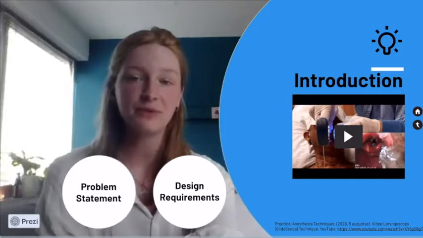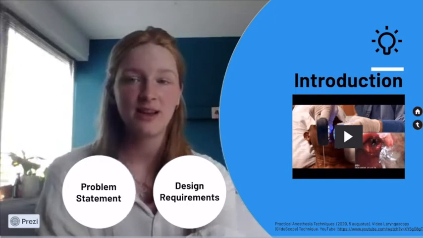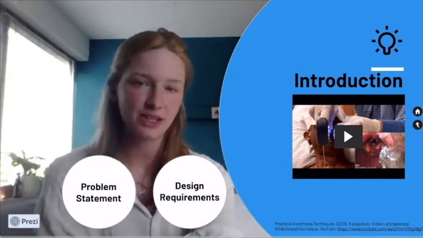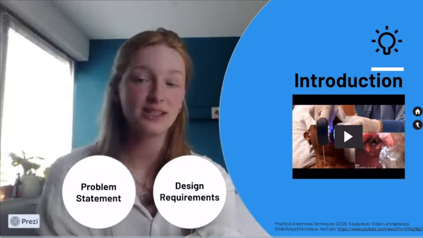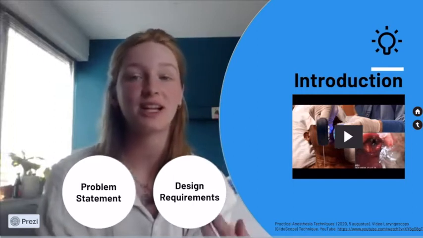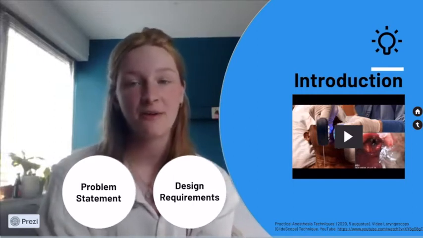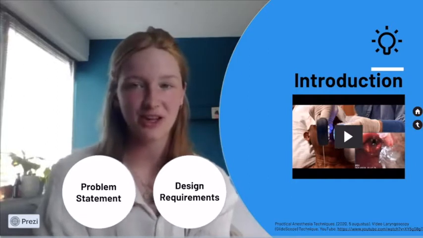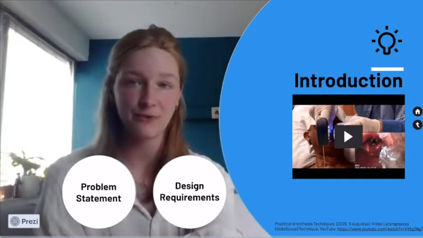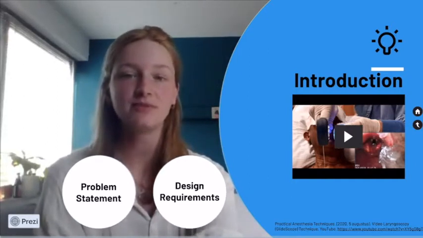And with no clear view, the endotracheal tube can also be inserted in the esophagus. Esophageal intubation can be very dangerous, as it's associated with desaturation, increased risk of aspiration, and even cardiac arrest. To encounter these difficult intubations, a video laryngoscope, also called a VL, is used.